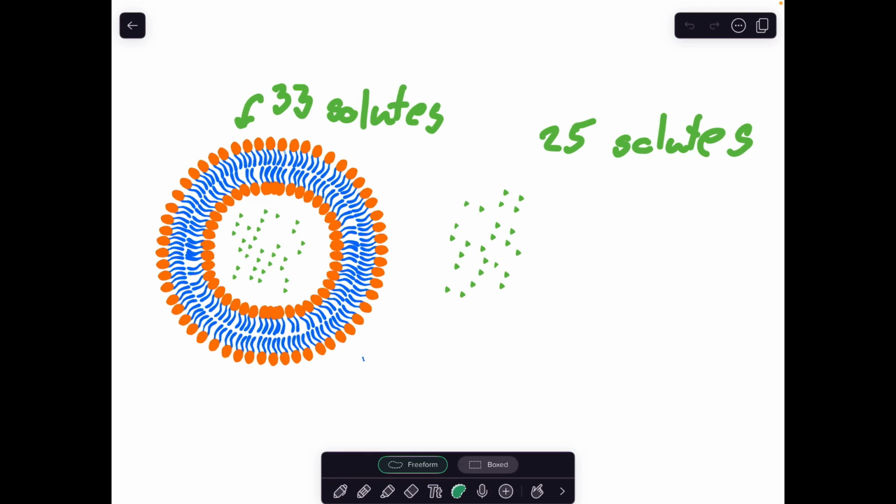So what's going to happen is the solutes, not all of them, but some of them, are going to flow outside of the cell to try to balance the amount of solutes on the inside of the cell and the outside of the cell, trying to create an even concentration on both sides. So that's why it's so important.